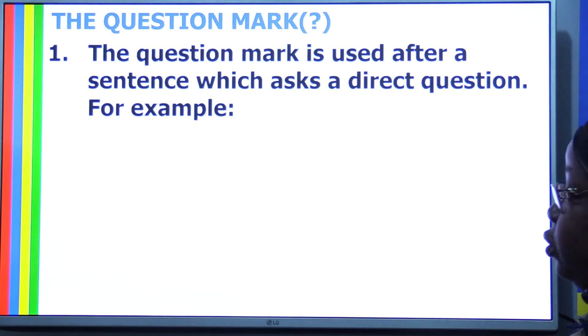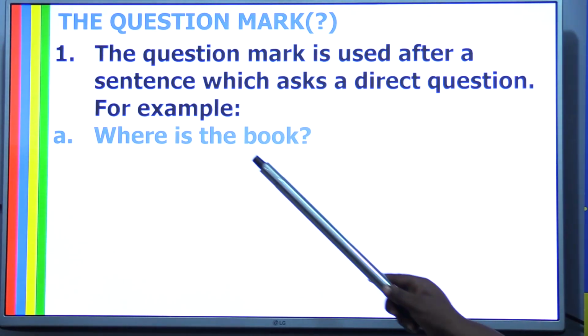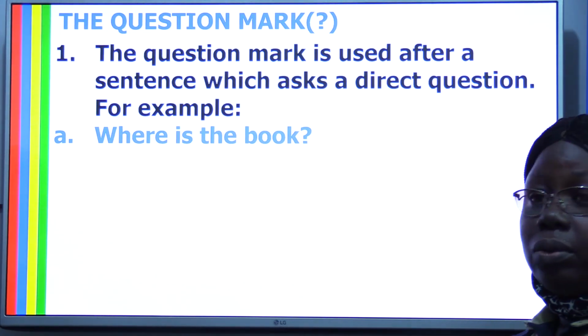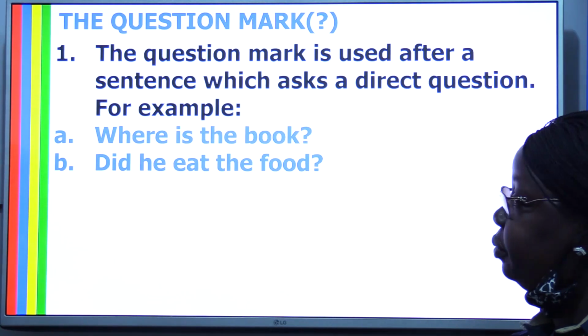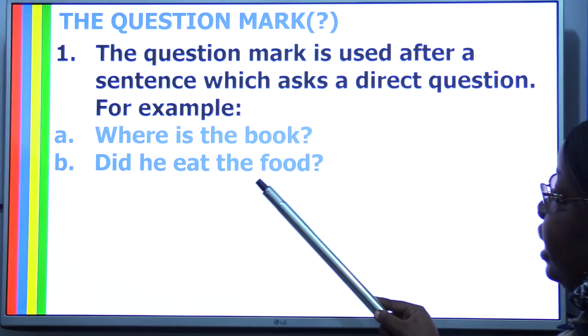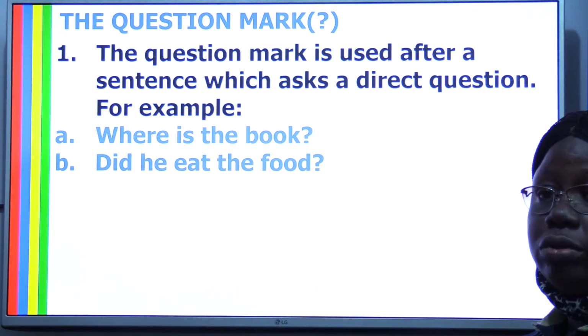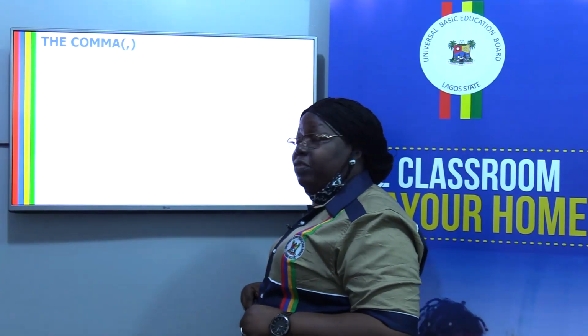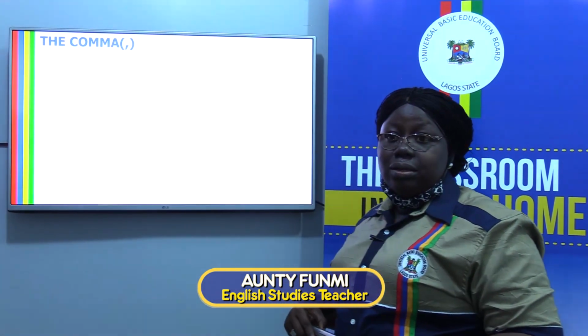Let's have examples of this. Where is the book? After that sentence, there is a question mark. Did he eat the food? Now, we're moving to another punctuation mark, the comma.